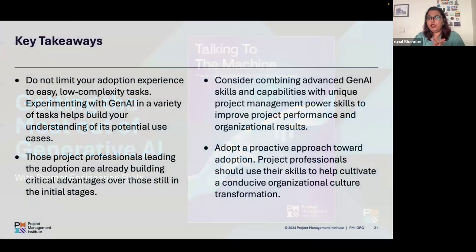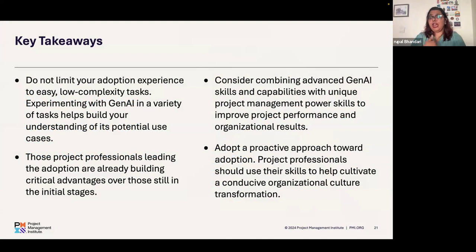Concluding this with a few key takeaways, and then we're going to go to Q&A, and I already have Preeti's question. One of the main things you need to do is do not limit yourself and your adoption to low complexity tasks. Unless you try harder stuff, you're not going to know that it can help you with it. You might fail, it might be frustrating, but do not limit yourself.